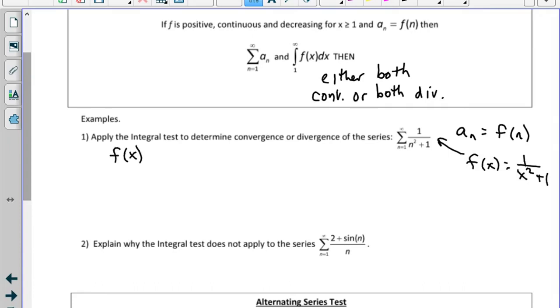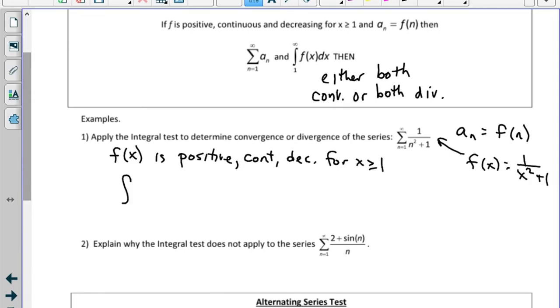So you have to actually write this stuff down and check. Is f of x, which we have defined as 1 over x squared plus 1, positive, continuous, and decreasing for all x greater than or equal to 1? Well, for all x greater than or equal to 1, that is positive, it is continuous, and it is decreasing. So that means that we're allowed to use the integral test.